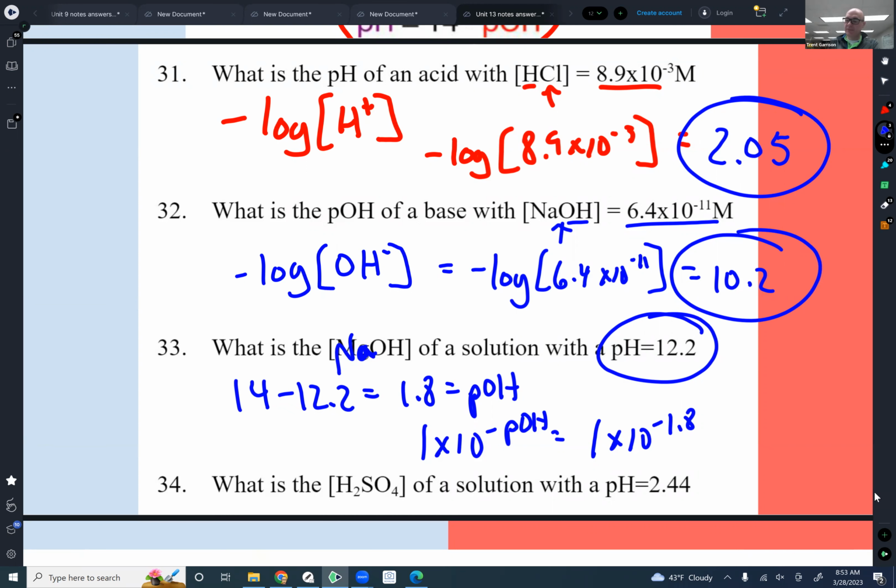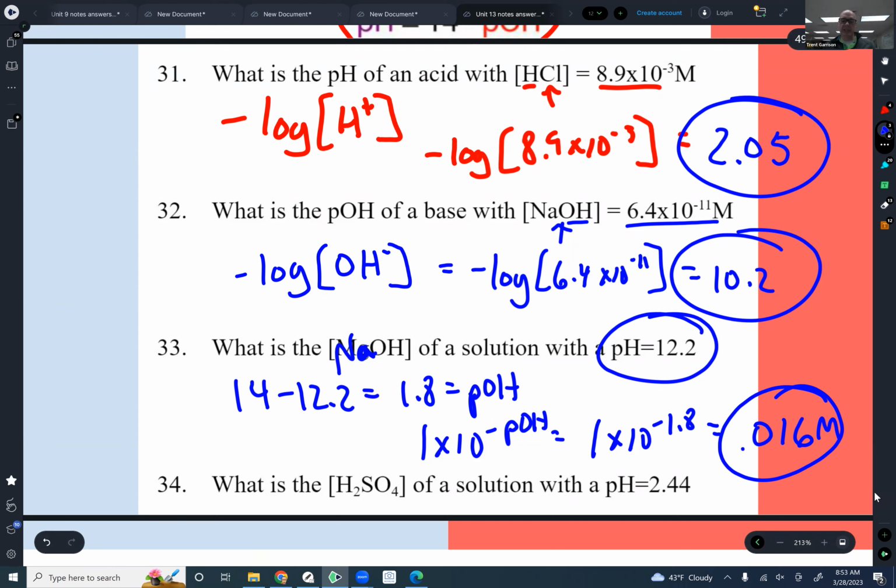1 times 10 to the negative 1.8, and you get 0.016 as the concentration. So that's molarity.